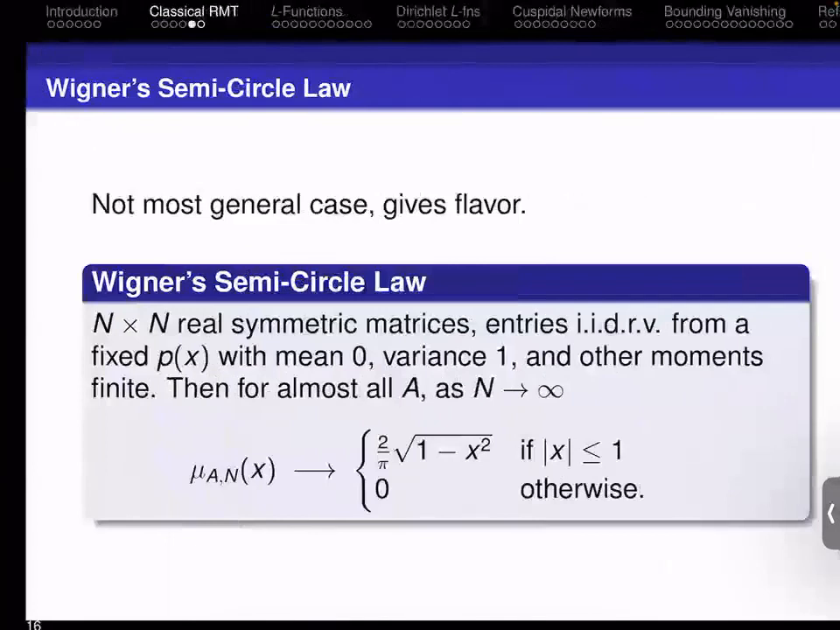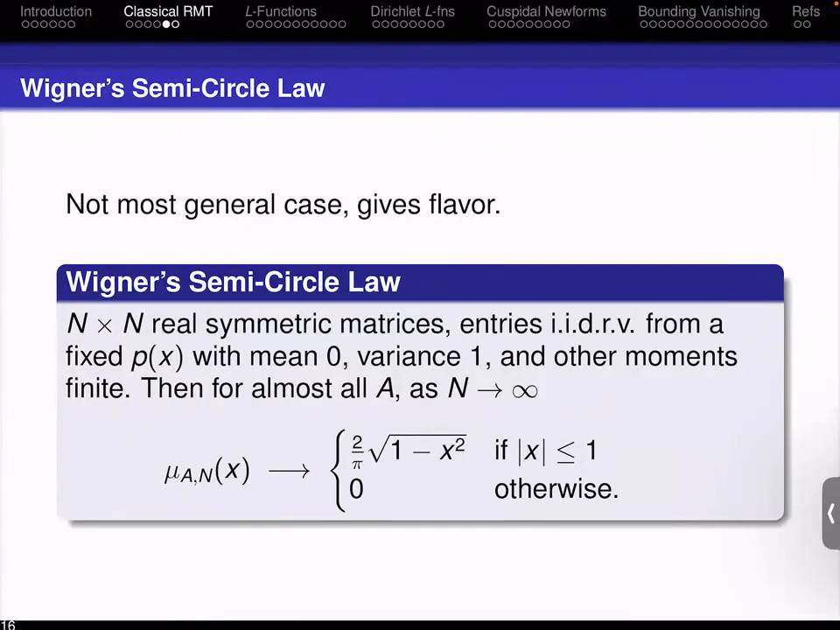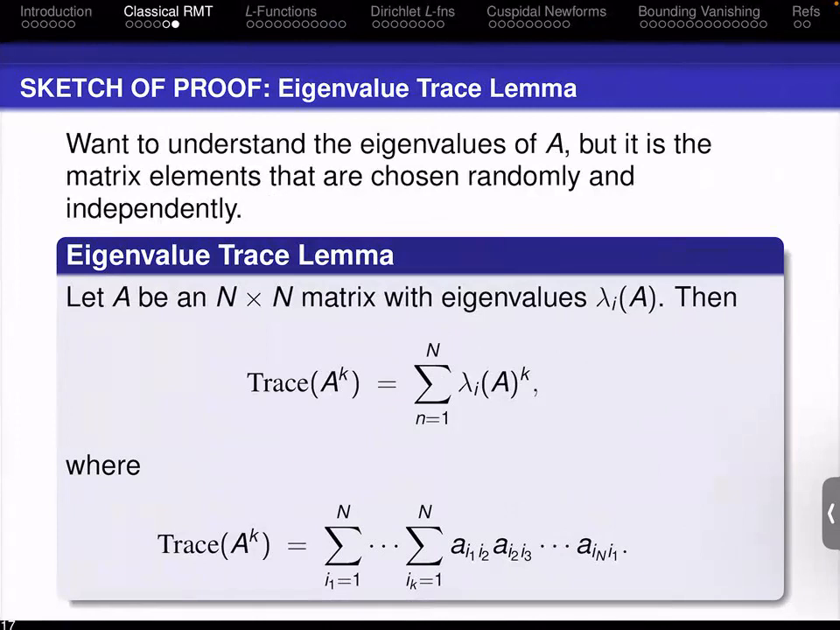So the first main result we have is Wigner's semicircle law, which says if we take n by n real symmetric matrices, if we choose the entries independent, identically distributed from a nice probability distribution, then the normalized eigenvalues converge essentially to a semicircle. And the key ingredient in the proof, as I mentioned, is the eigenvalue trace lemma, which converts sums of the eigenvalue powers, which is the moments, to sums of products of the matrix elements. And now the hope is that we can calculate average values of these.